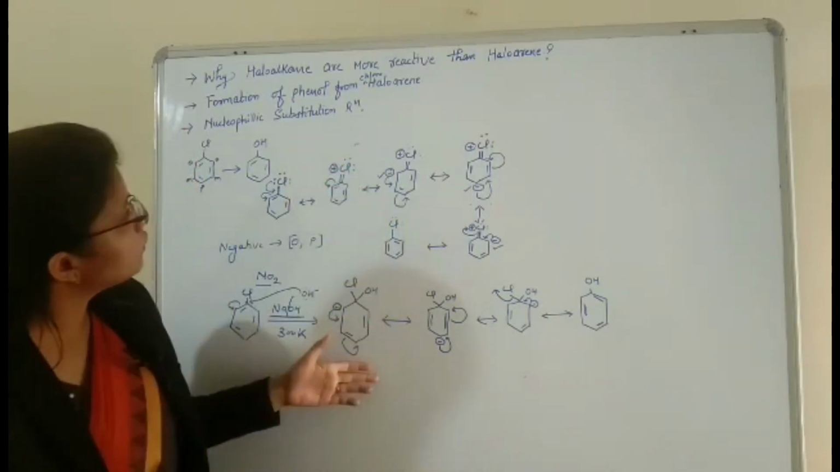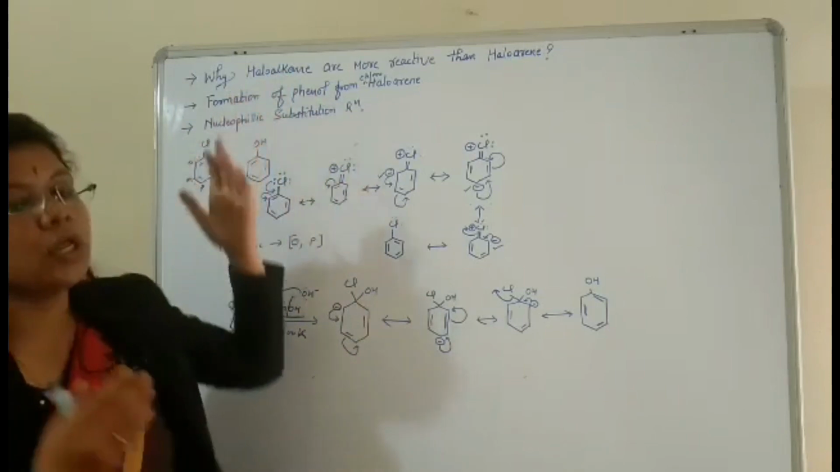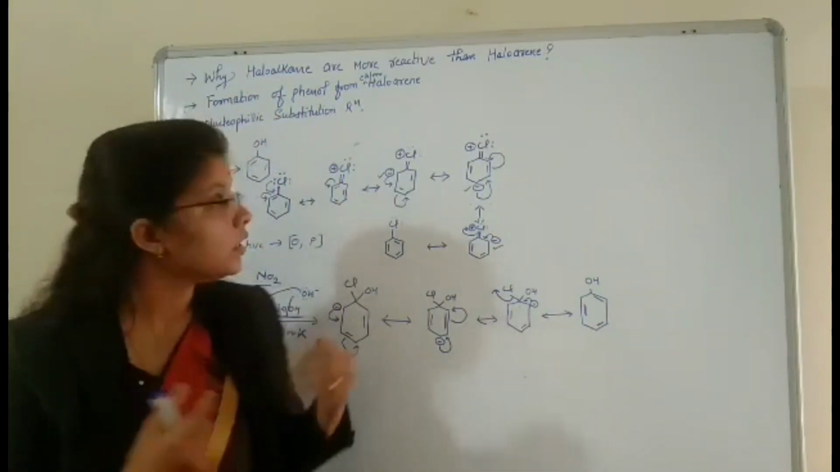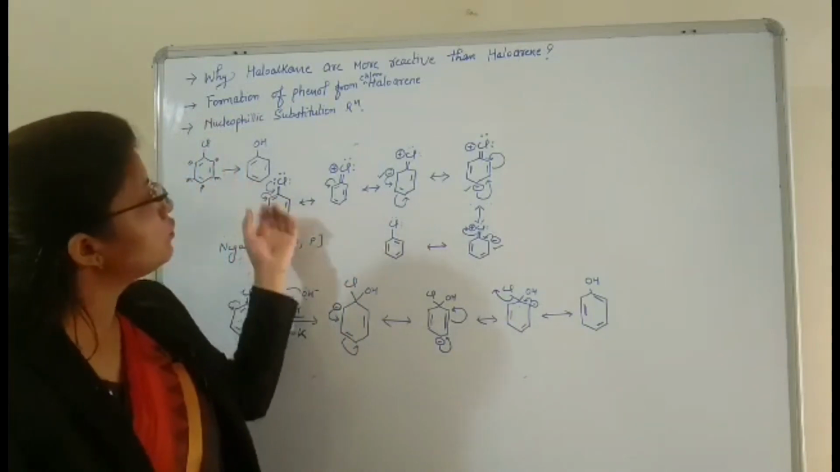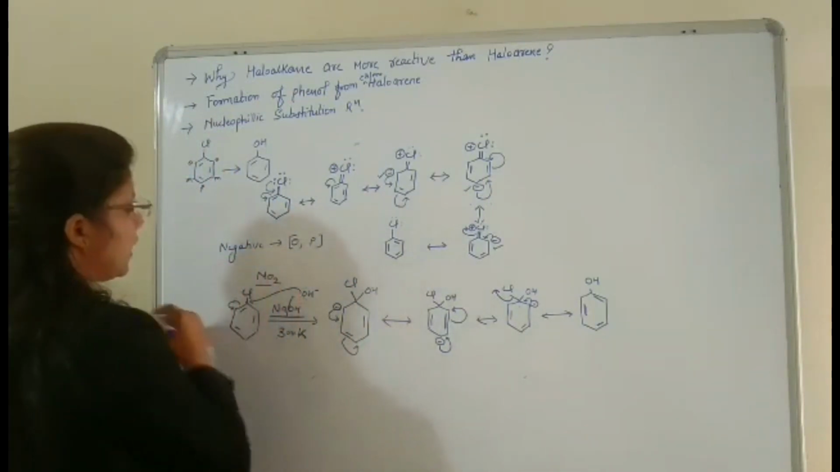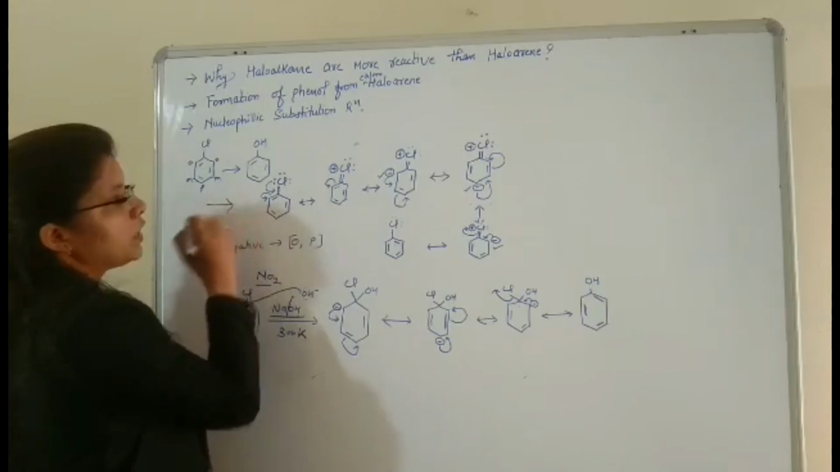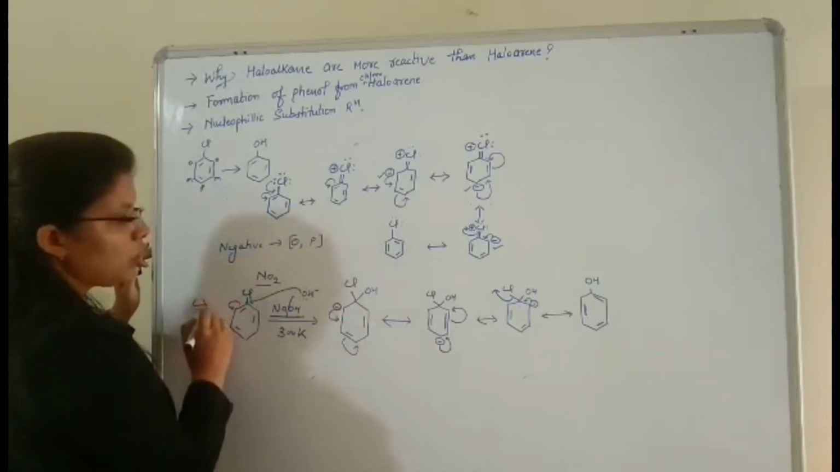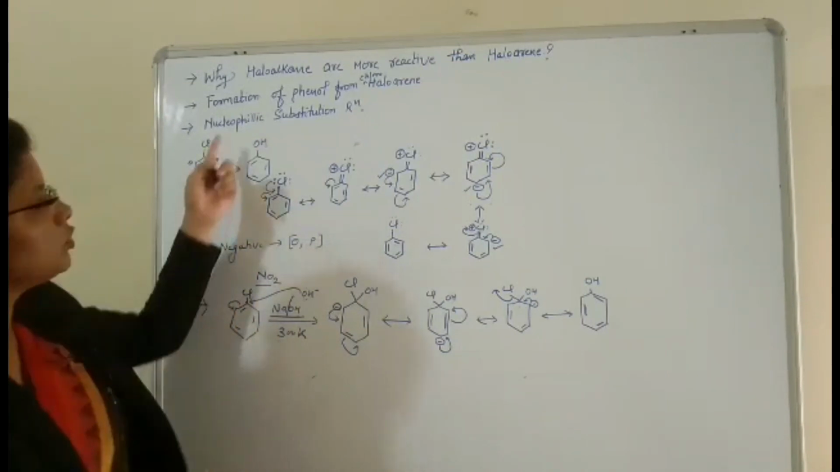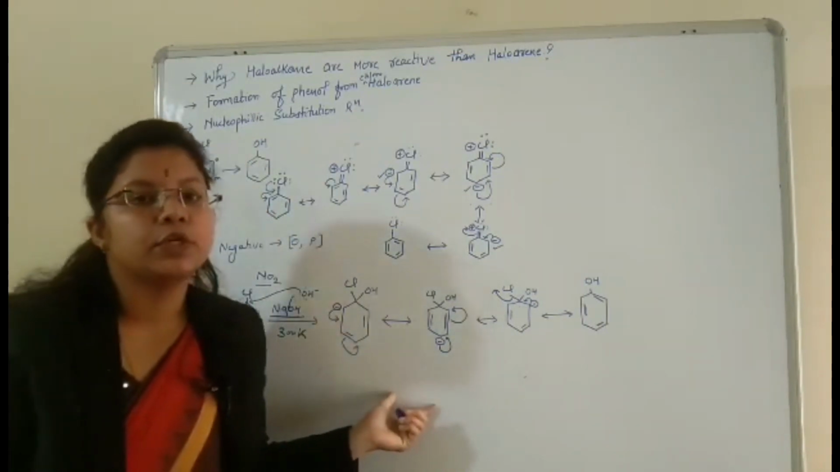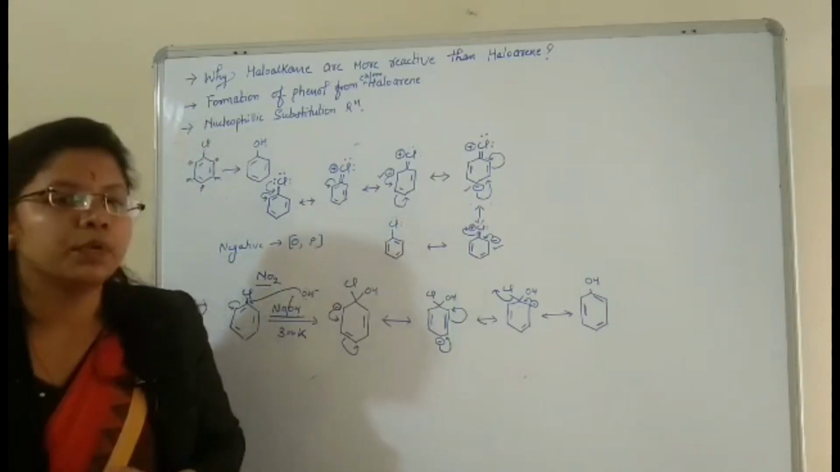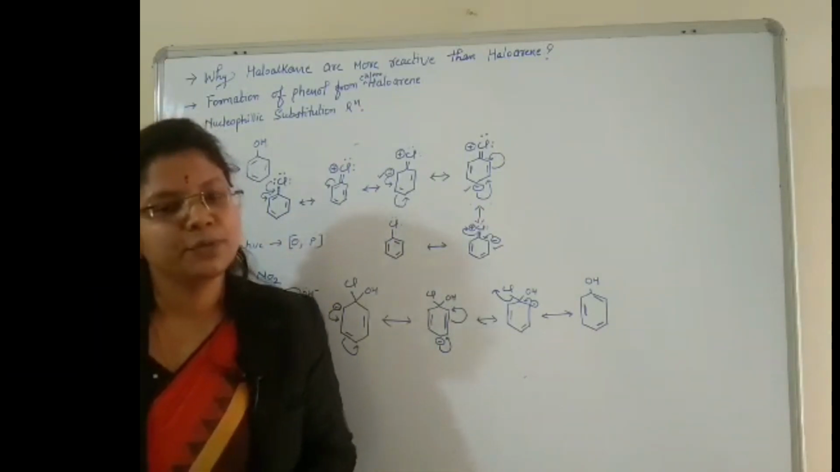So we have covered the topics. First of all, why haloalkanes are more reactive as compared to haloarenes. The next topic was the formation of a phenol with the help of chloroarenes. This is the method by which we can prepare a phenol from chloroarenes, and I already told you this is a type of nucleophilic substitution reaction. So these three topics, I hope they are clear for you. Thank you and have a nice day.